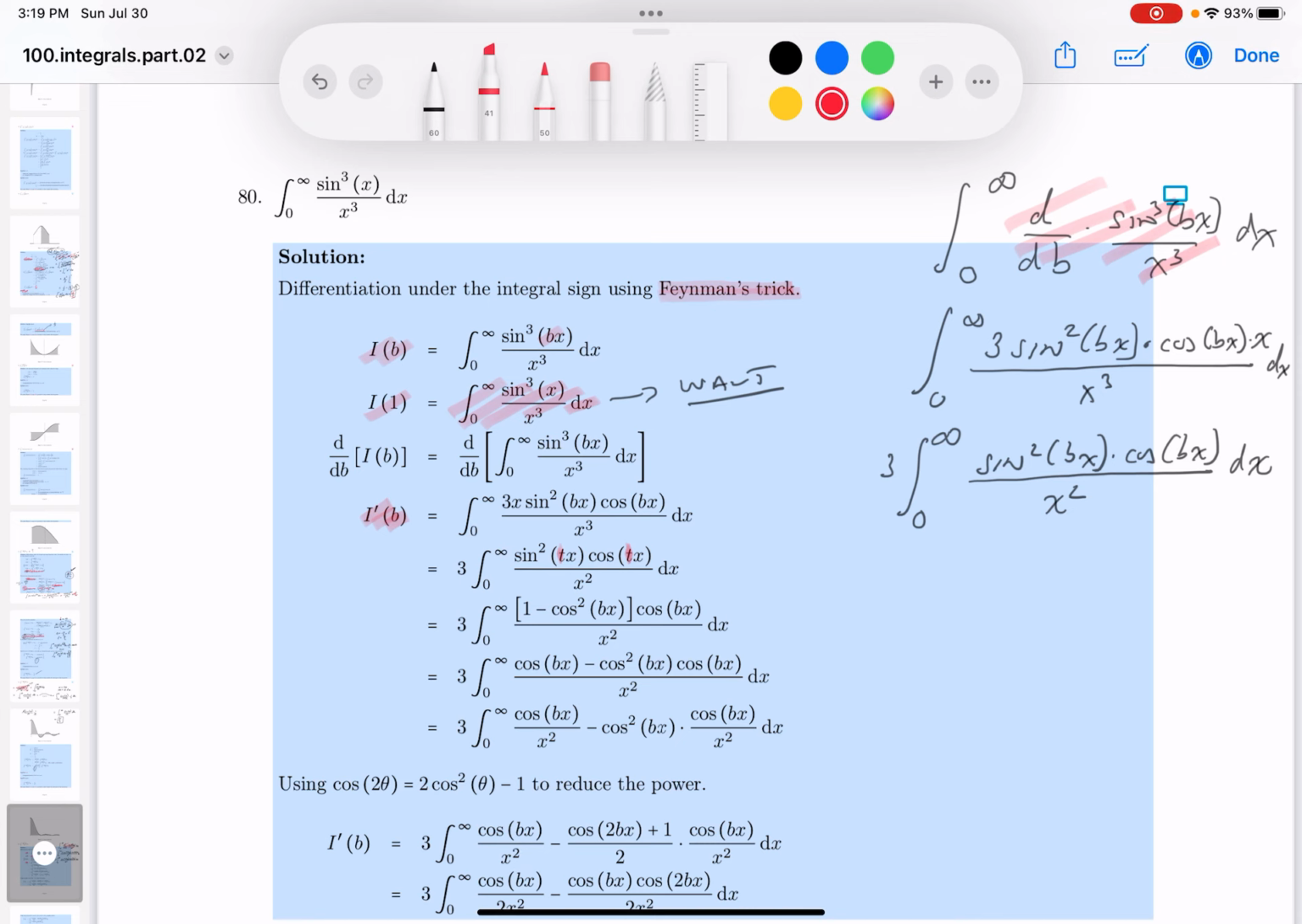And then, again, the question is, what do you do with that? What we've done in the past, I guess one thing we could do is just take that sine function and write it in terms of cosines. Let's see if that helps us at all. Again, we're working our way forward on this. So 3, 0 to infinity. The sine squared is the same thing as 1 minus the cosine squared of bx times the cosine of bx dx over x squared.